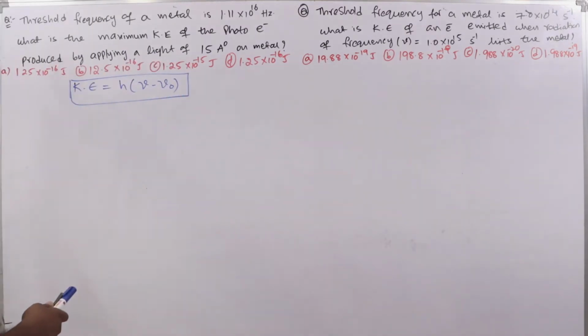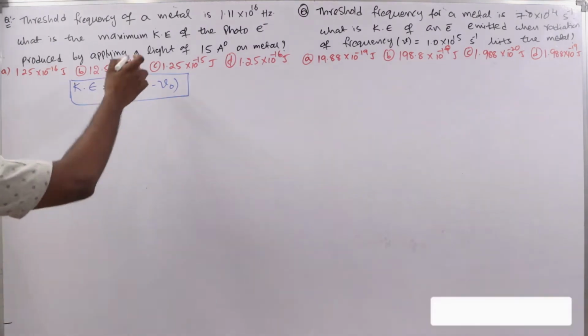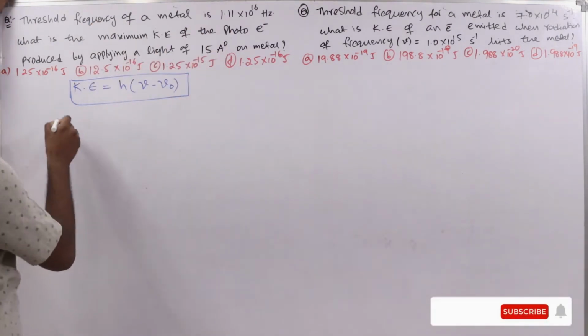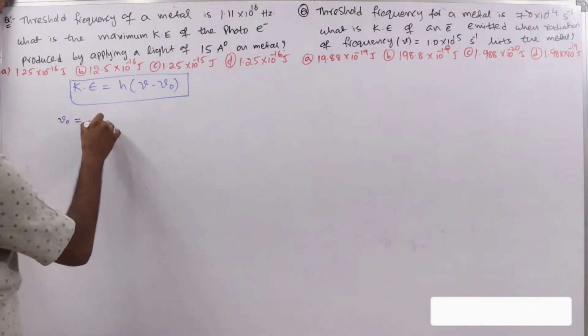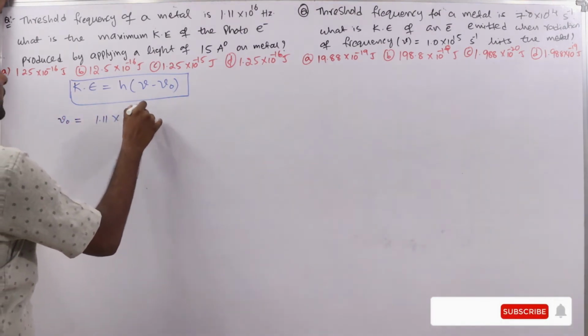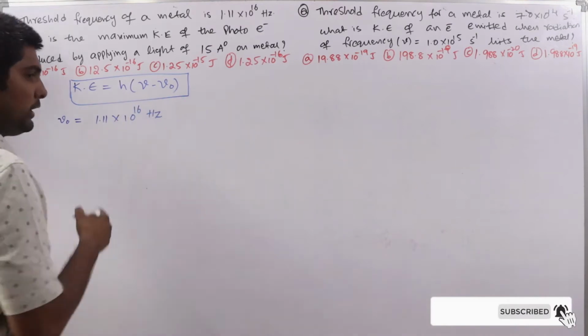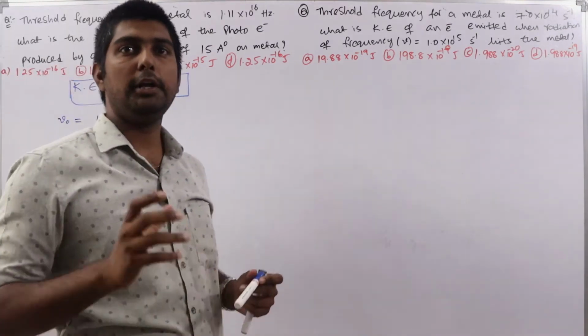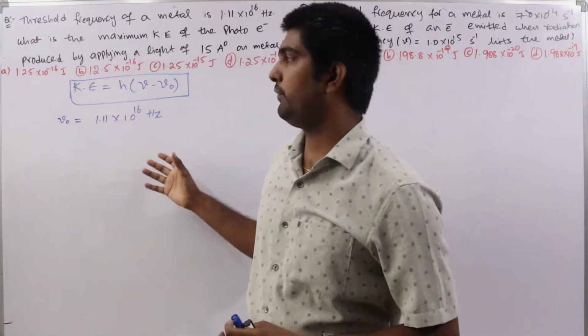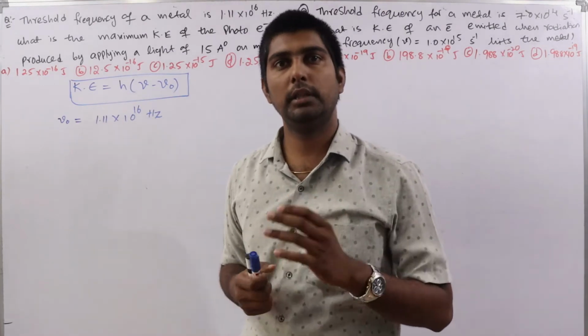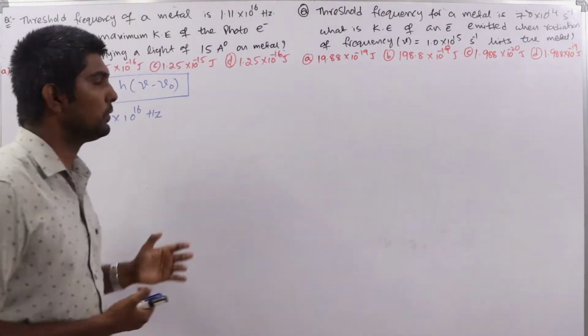Here what they have provided is the threshold frequency, that is nu naught, given as 1.11 into 10 power 16 Hz. Remember that depending upon the provided information, if you write the data, then we can easily get the formula which we have to use.